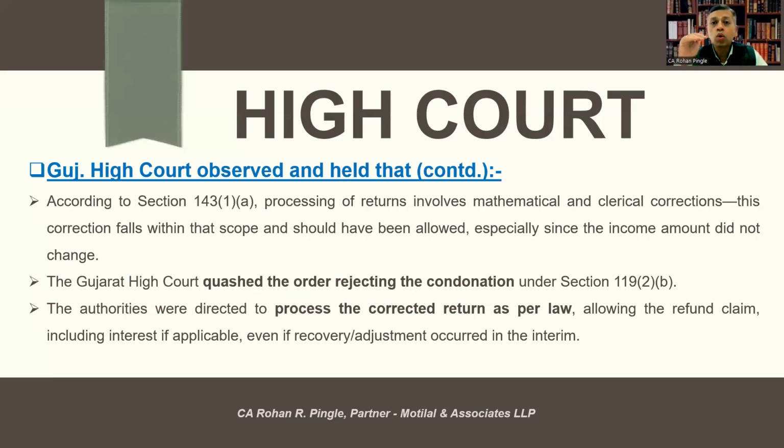The Gujarat High Court quashed the order rejecting the condonation under Section 119, subsection 2, clause B. The authorities were directed to process the corrected return as per law, allowing the refund claim, including interest if applicable, even if recovery or adjustment occurred in the interim.